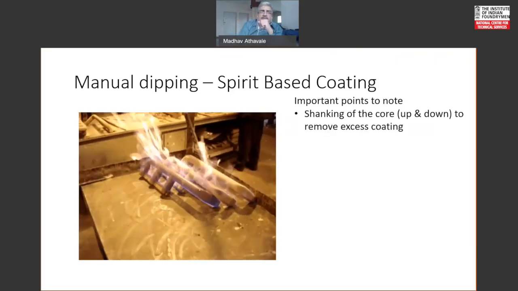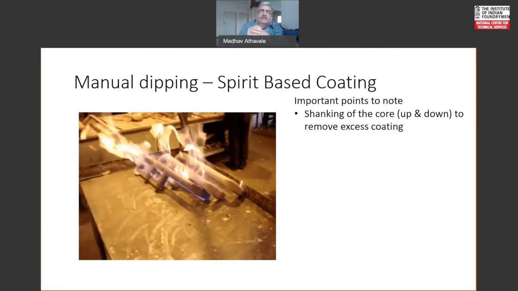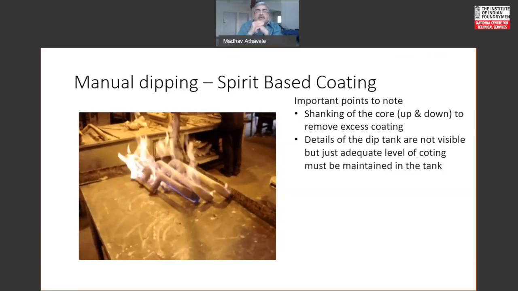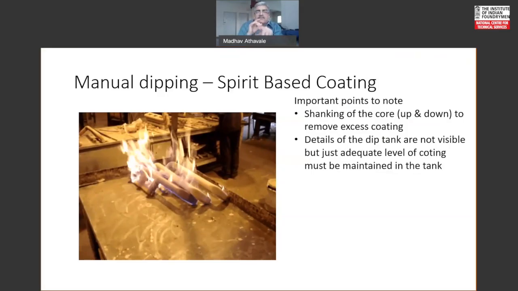See, what are the important points? You saw him shaking the core up and down to remove excess coating. This is obviously a spirit-based wash. Then, details of the dip tank are not visible. What you would have noticed is that the level of the coating inside the tank is just adequate. This is from a safety point of view. Then precautions have to be taken to avoid fire risk. That is why as little spirit-based coating as possible is being used for the dipping purpose. Plus, the flashing off area is away from the dip tank area. It is separated out.